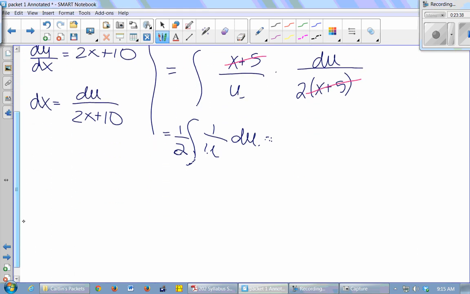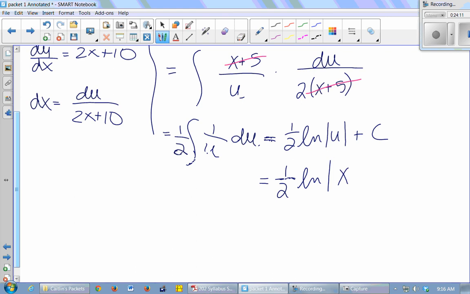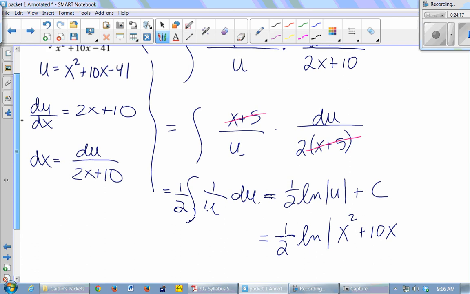And what function has as its derivative 1 over u? Yeah, ln. So this is 1/2 ln. It's actually absolute value of u, because you can't plug negatives into the ln function. But then u was that quadratic polynomial. So this is just make that last substitution: x squared plus 10x minus 41.